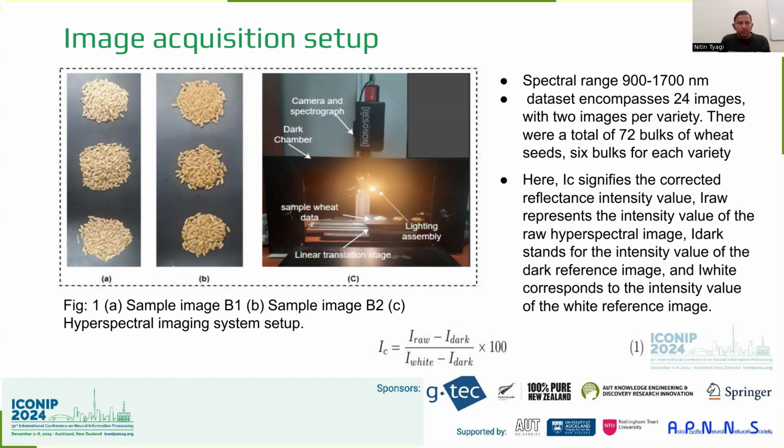In this study, we captured 2 images per variety, and each image contains 3 bulbs, so each variety has 6 bulbs. So the total number of bulbs was 72.